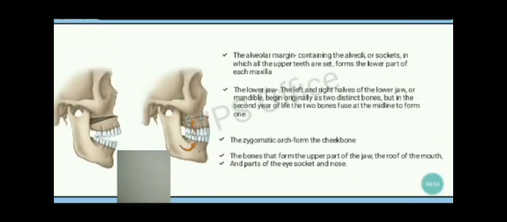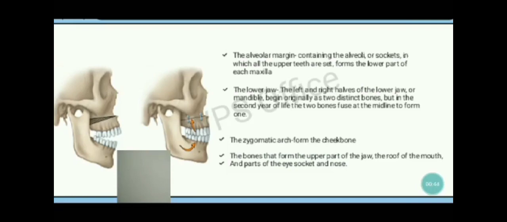The next one is the upper jaw. This upper jaw is formed by the roof of the mouth and parts of the eye socket and also the nose. The upper jaw is firmly attached to the nasal bones at the bridge of the nose, to the frontal, to the lacrimal, to the ethmoid, and to the zygomatic bones within the eye socket, to the palatine and the sphenoid bones in the roof of the mouth, and at the side by an extension to the zygomatic bone, or what we call the cheekbone.